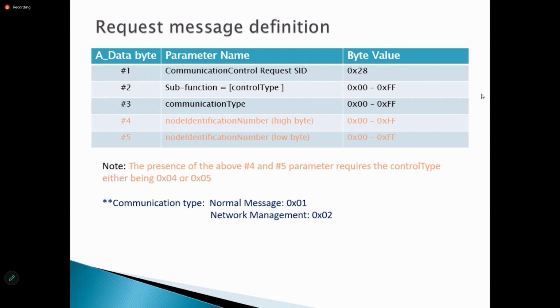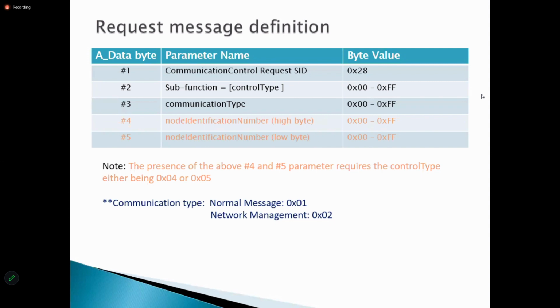And then the second byte is the sub function, the control type. So this sub function will tell whether transmission is disabled, or reception is disabled, or both disabled, or both enabled, or only transmission enabled, or only reception enabled. Okay. So the sub function will tell what is to be done. Control type. And the third byte is the communication type.